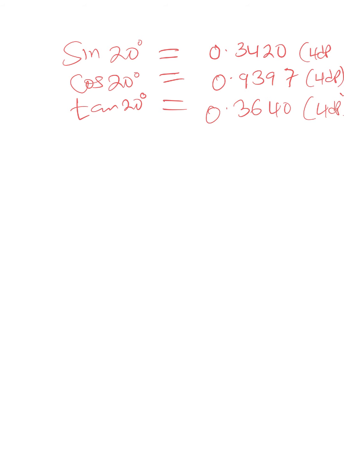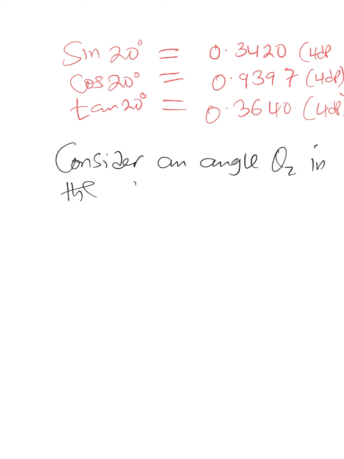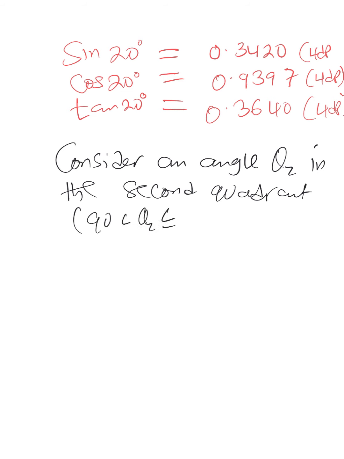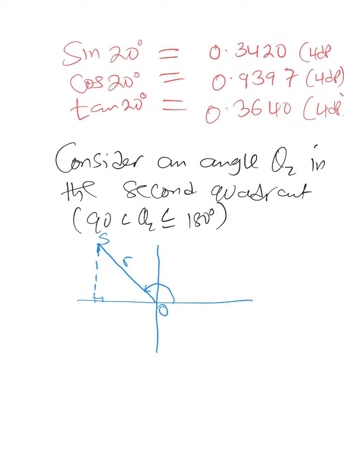Okay, let's go to the second quadrant. So you consider an angle theta 2 in the second quadrant. So we are saying 90 degrees is less than theta 2, which is less than or equal to 180 degrees. We are looking at the second quadrant. Still we make use of the coordinate system. I will draw, this is my origin. I draw a line from here, and that line will have length r. This point is S. If I create a right-angled triangle between the line I have drawn and the x-axis, then from here up to here is the angle I'm talking about as theta 2.